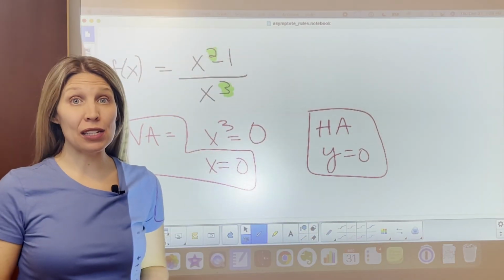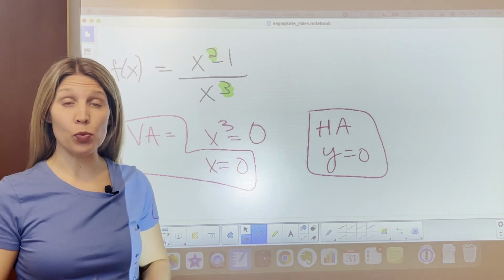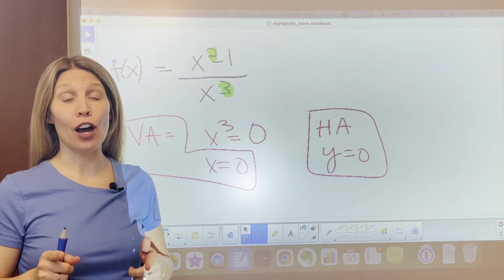So these are quick, easy rules for you to find the vertical and the horizontal asymptotes anytime that you need to hand graph a function.